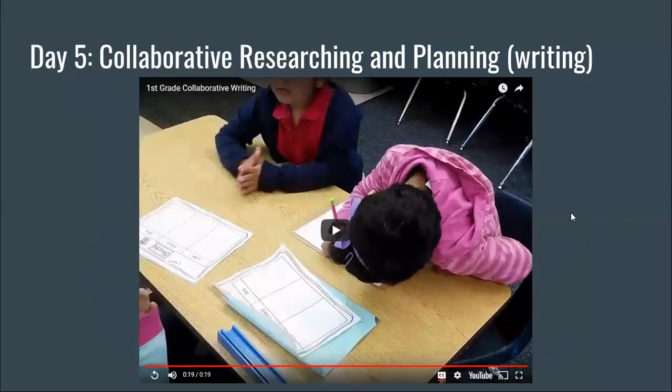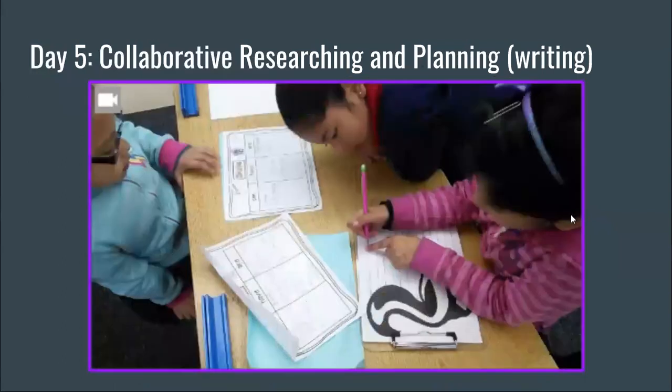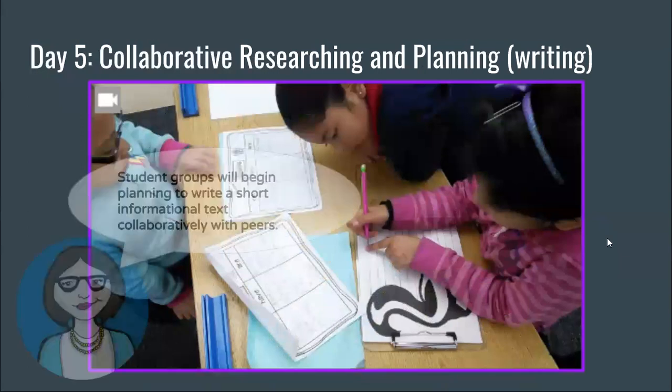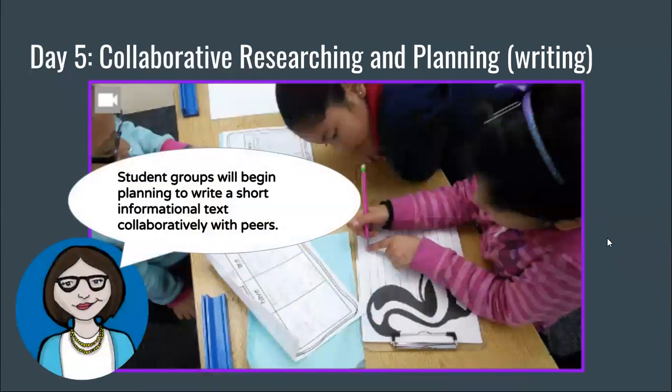So they're helping each other with spelling, and she's using the word wall, but also the alphabet chart to know which letters to write. And so that's their collaborative research and planning. And their objective for this day is students will begin planning to write a short informational text collaboratively with peers.